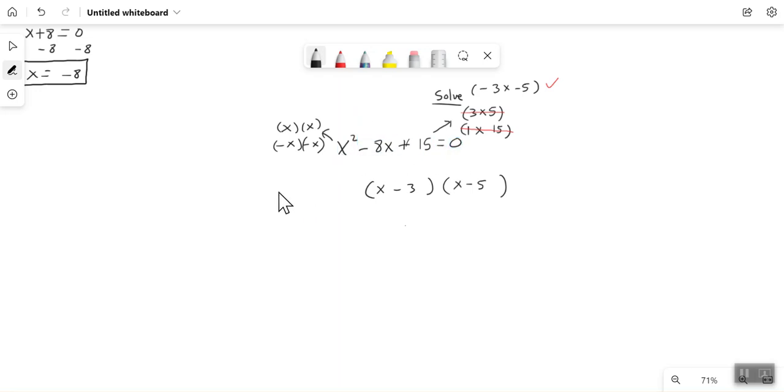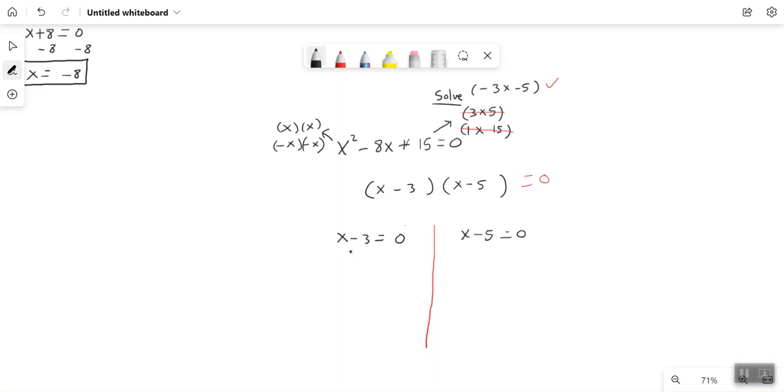So again, now I want to solve for x. So first of all, I let the two of these multiplied by each other equal to 0. So if the two of these multiplied by each other is equal to 0, then each of them will be equal to 0. So you let each of them be equal to 0. So x minus 3 is equal to 0, and x minus 5 is equal to 0. So then what we can do is we can just solve for x.